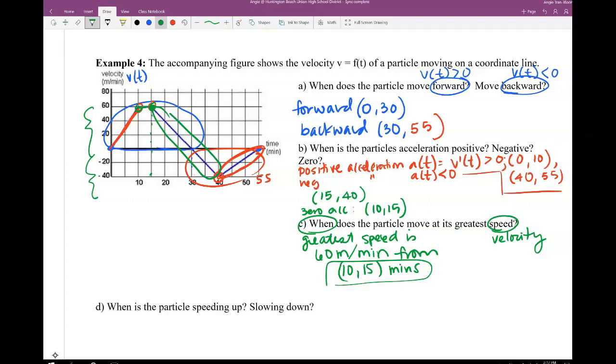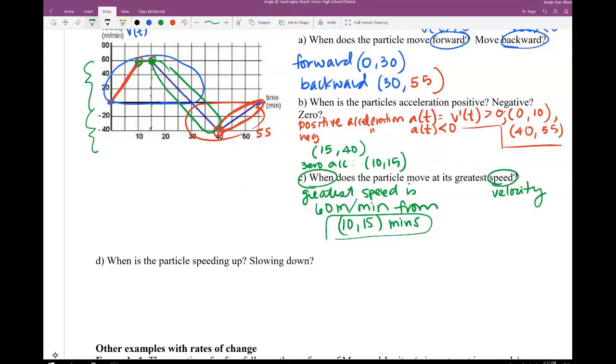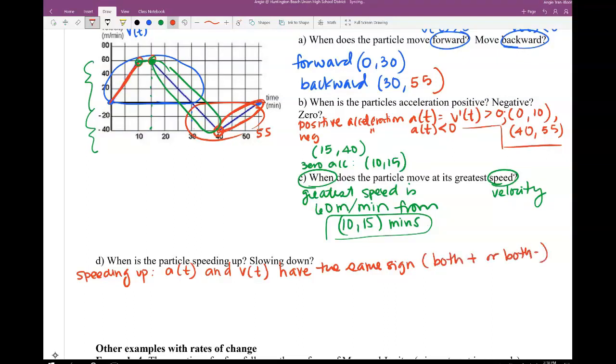When is the particle speeding up and when is it slowing down? Okay, so let's talk about speeding up and slowing down. We have not mentioned this. So speeding up, okay? I'm spelling everything out. Speeding up means both a of t and v of t have the same sign. What does that mean? That means they're both positive or they're both negative.